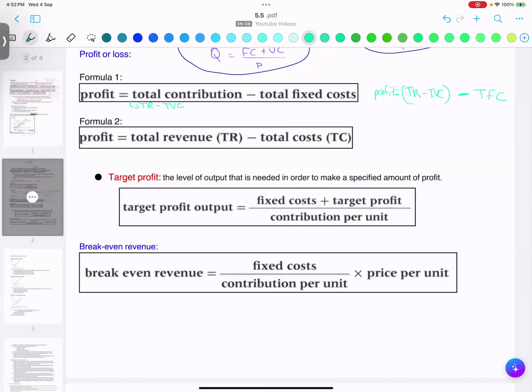Then you have profit, the other formula, which is the classic formula: total revenue minus total cost. Total revenue is price times quantity. Total cost is fixed cost plus variable cost. That's really it, guys. They're technically the same thing, but you just have to know the concept of contribution. You just have to know what contribution is. They're just trying to see if you understand the concept.